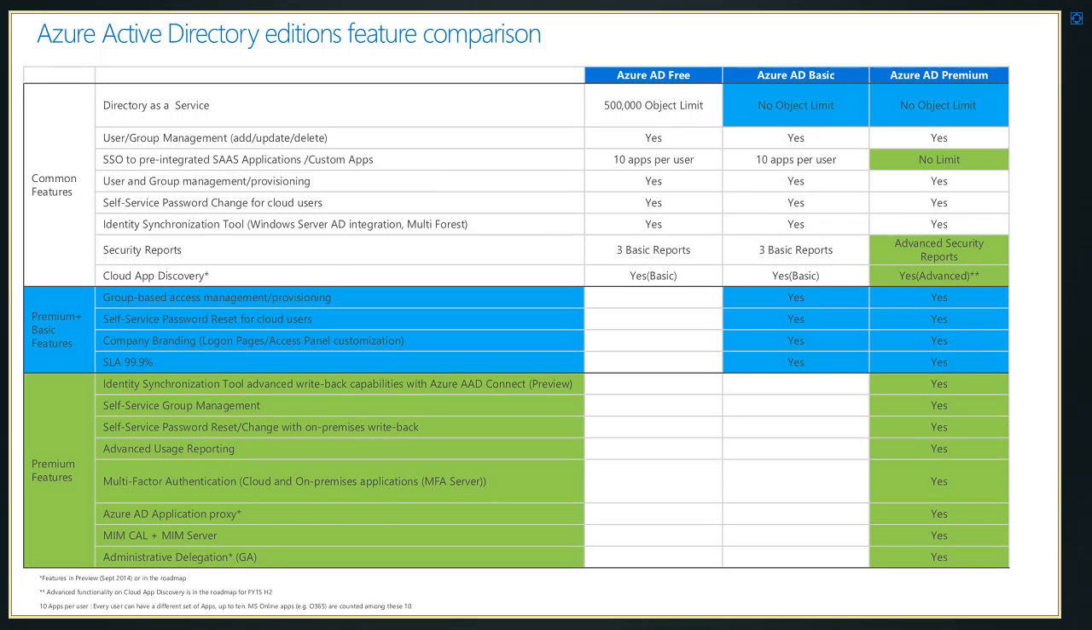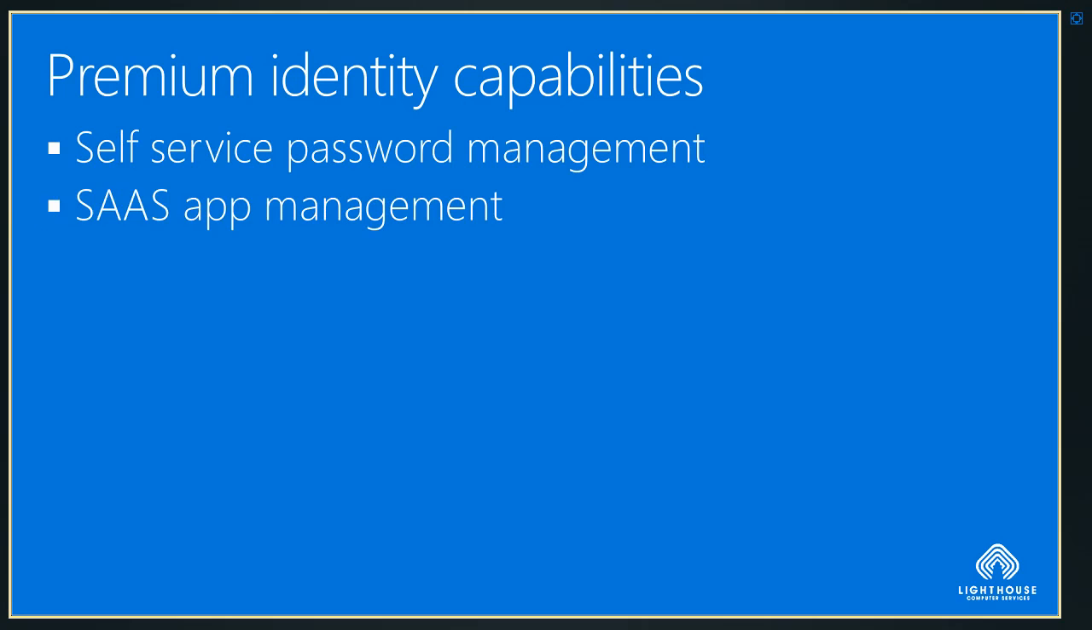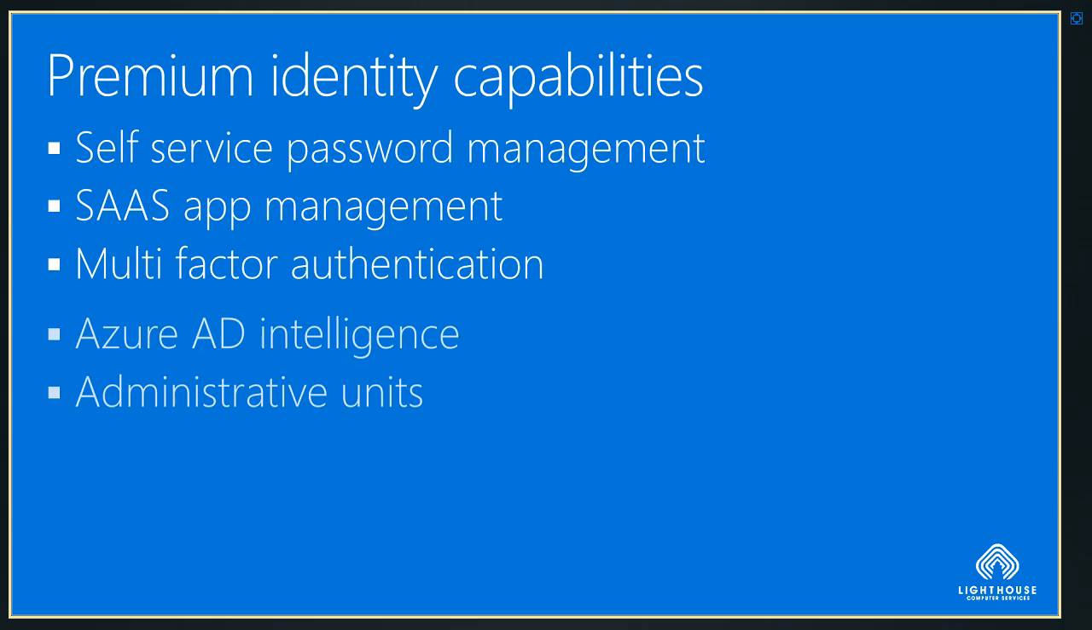Azure AD Application Proxy is still in preview. That allows your on-prem applications to be cloud integrated. It's really in preview, and I'll touch upon it later in the slide. Those are some of the things that you can see in the AD Premium comparison. So, as a high-level summary, these are the premium identity capabilities.